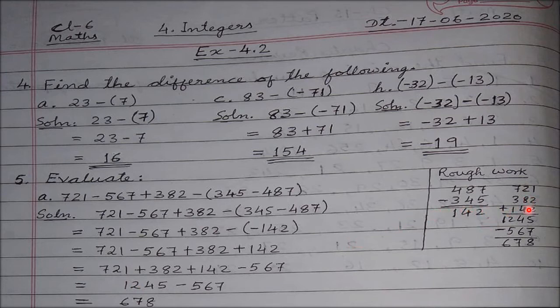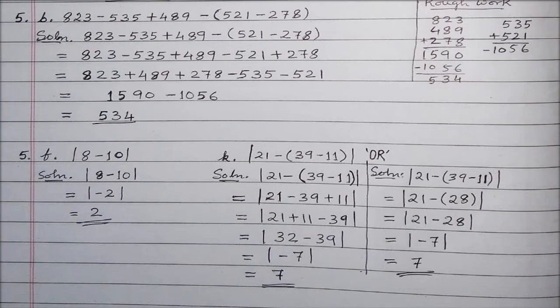721, 382, 142, 1245. Then from that we will subtract minus 567 and subtract on the rough side, so you get 678. So the result is 678, and since the positive one is bigger, there will be no sign. No sign means positive answer. Now the next one, let's see the next question.